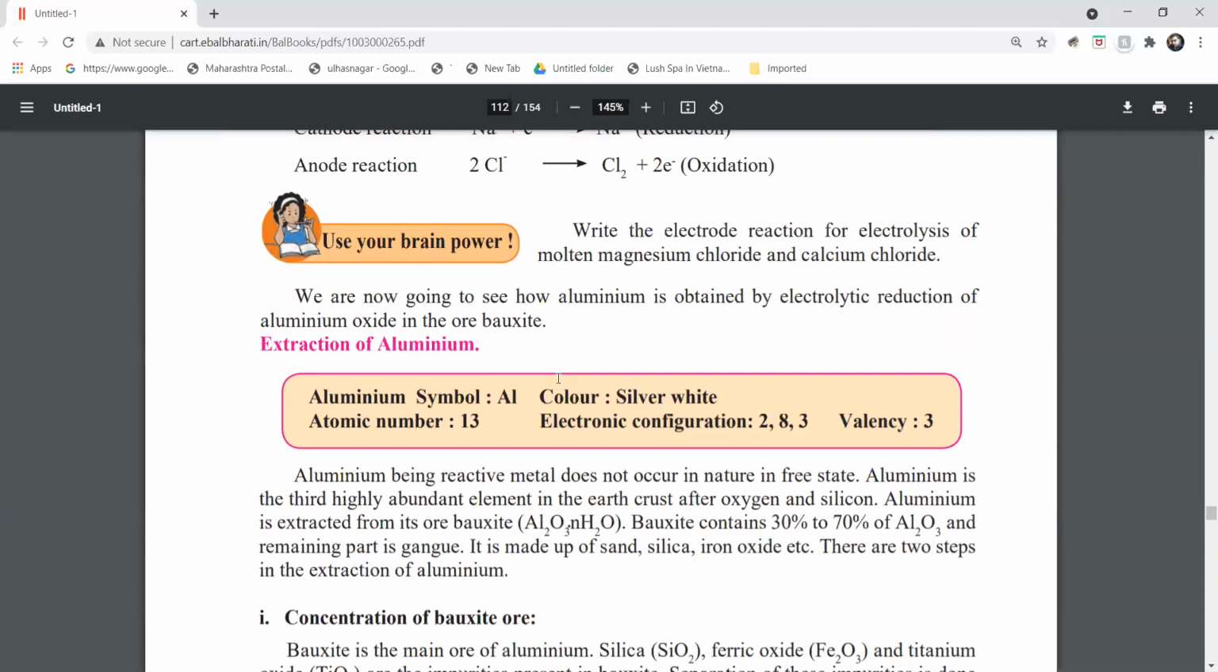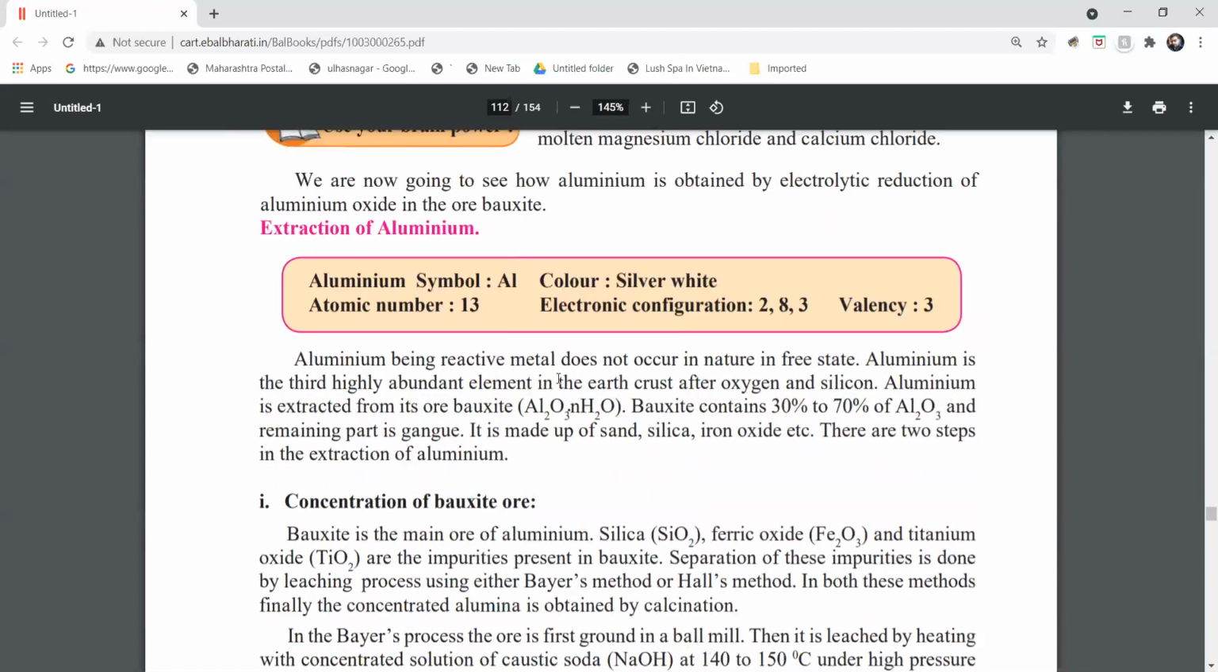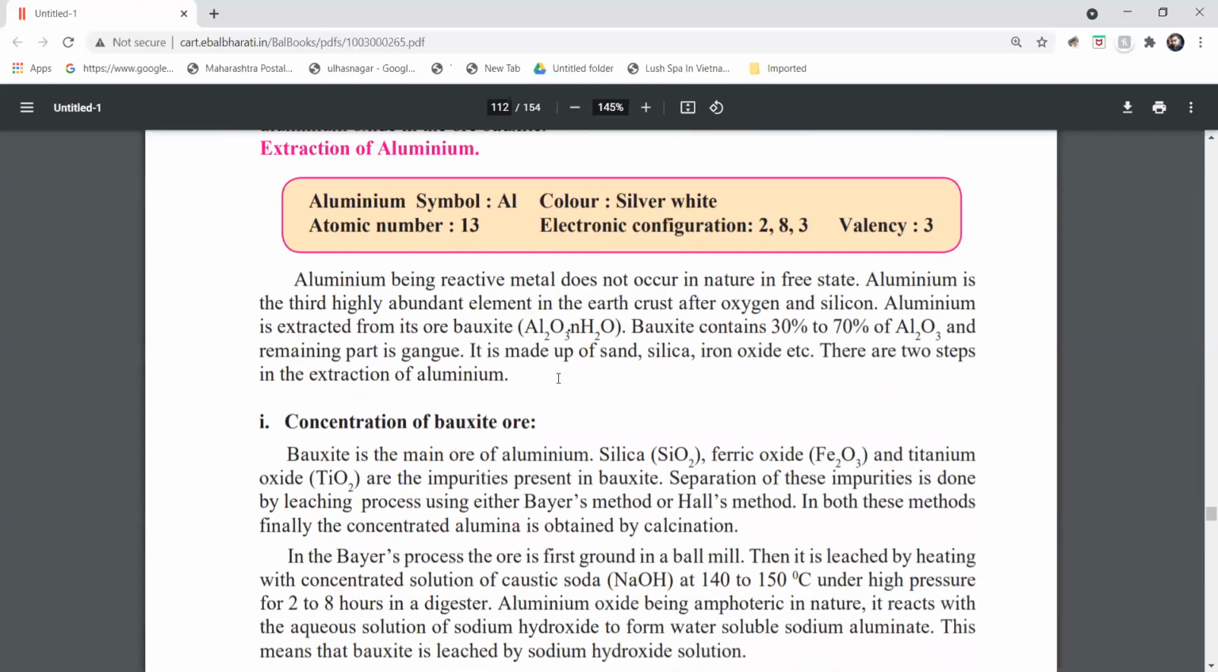Now, because aluminium is highly reactive, we don't get it in nature in the free state. It is one of the most abundant elements that is available in the Earth's crust after oxygen and silicon. And aluminium is extracted from its ore bauxite. So the ore's name is bauxite, and bauxite's chemical formula is Al2O3·nH2O. So we need Al. We just need Al. That is what we want.